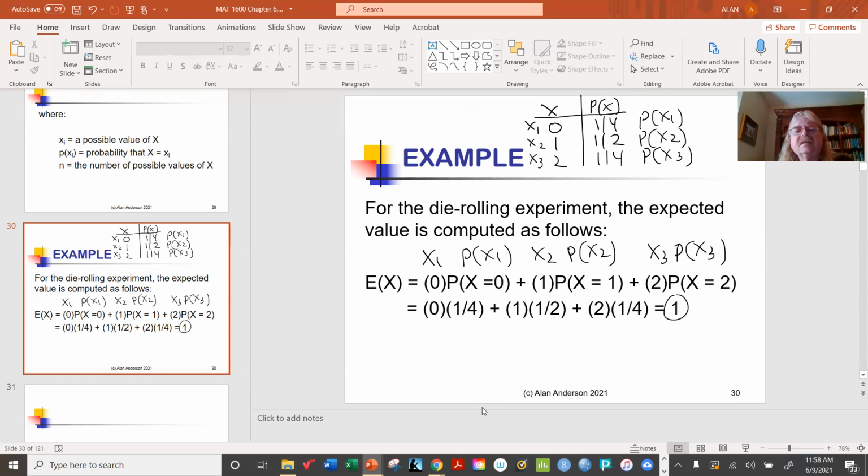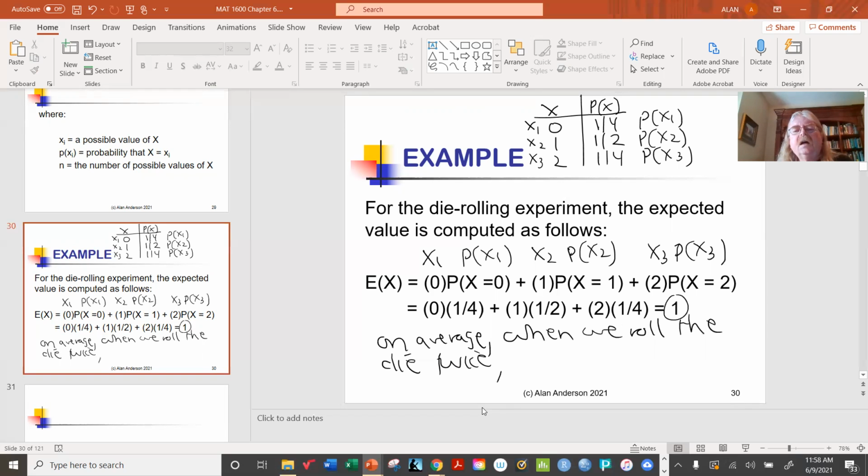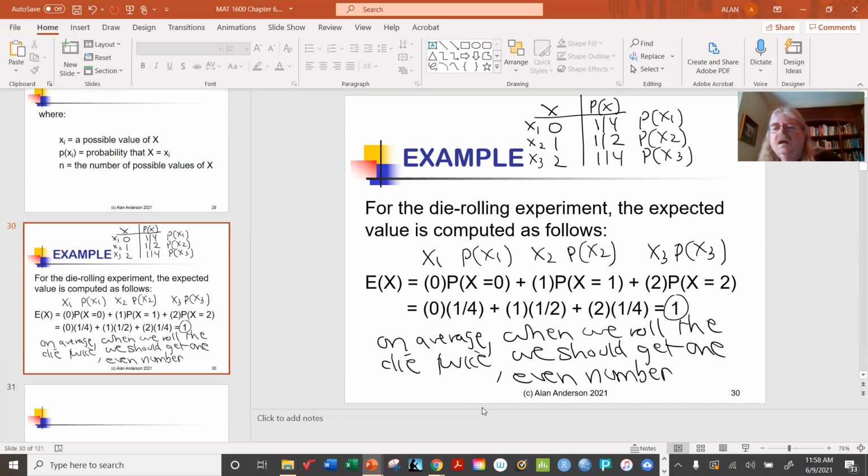And so I hope you can see that that makes sense, because this means that on average, when we roll the die twice, we should get 1 even number. Right, of course, because you're equally likely to get an odd or an even on each roll. If you roll the die twice, on average, you should expect to get 1 even number. So not only are we able to calculate this very simply, but it conforms to our understanding of how dice work.